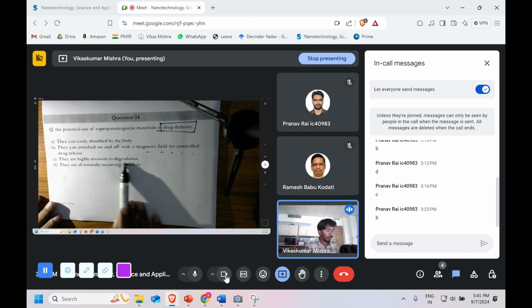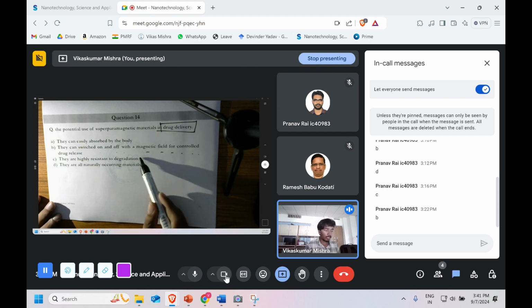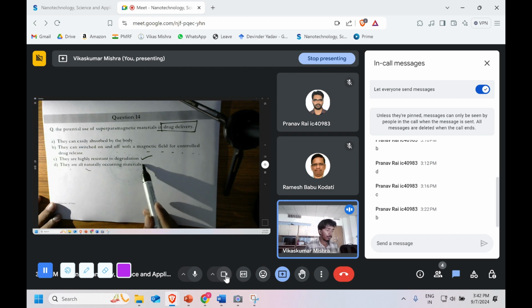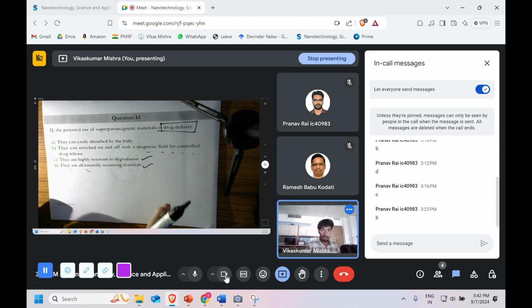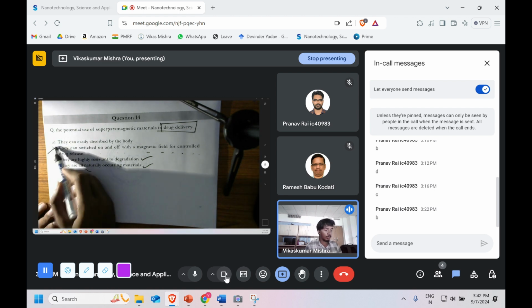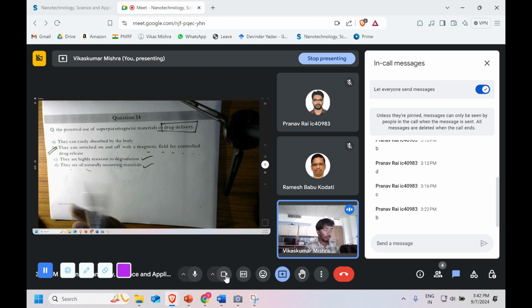This is the B option. C, they are highly resistant toward degradation. Is it that they will not degrade? D, they are all naturally occurring material. Is superparamagnetic a naturally occurring material? They are saying that they can easily be absorbed by the body. One of the most correct answers among these is option B.